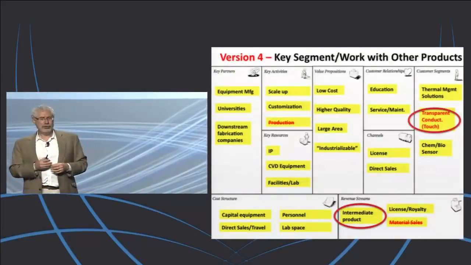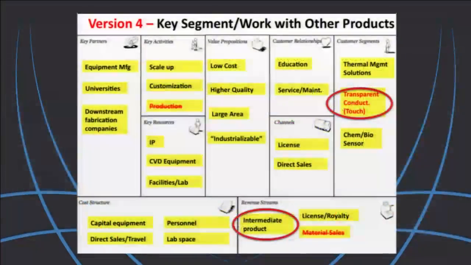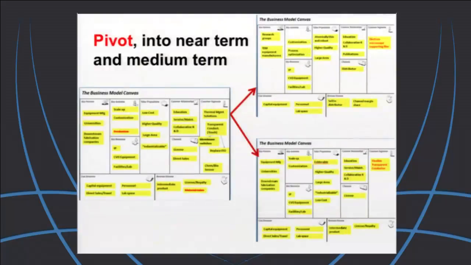So the first thing they did was take a look at the transparent screen business, and they said, you know what? We could probably make money with an intermediate product. And they investigated membrane switches and material sales, and they said, nah, that isn't going to work either. And what they finally did is a major pivot. They said, we get it. We have 2 business models. One is, what's our short-term model, and what's our mid-term model?